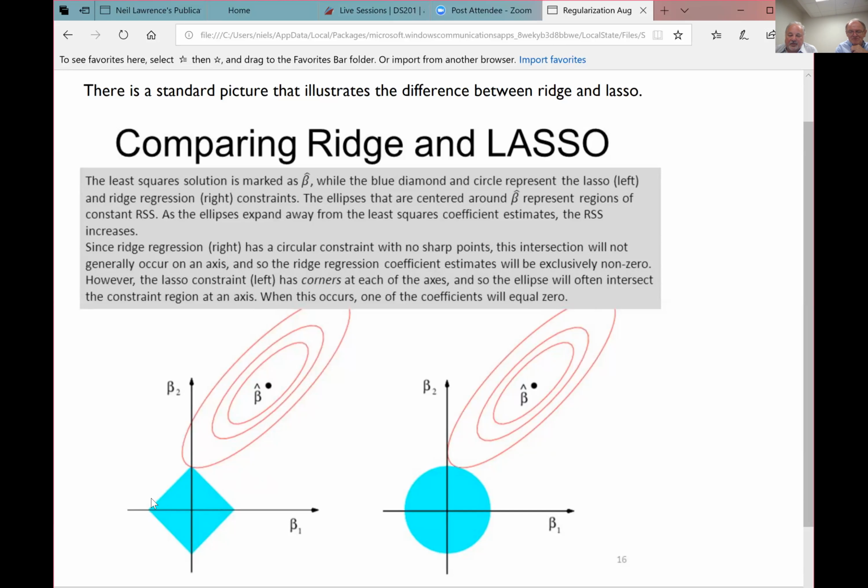But if you go to hypercubes, now all of a sudden, in 3D space you'd have a cube, and on any one of the sides of the cube, you have all the edges in addition to the 8 points at the corners of the cube. If it hits any of those points, now you're saying one coefficient is 0.